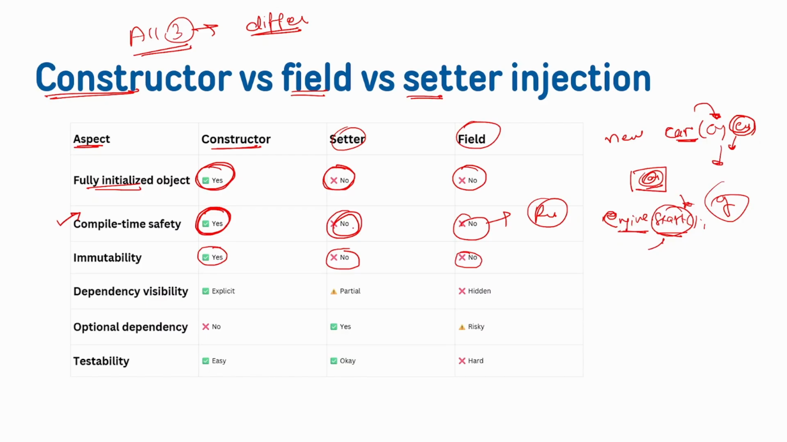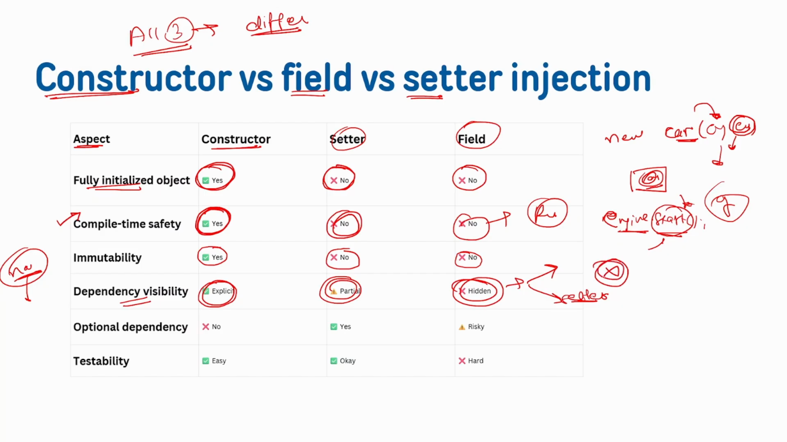The dependency is mutable after creation in the setter and field injection. In constructor injection, the dependency is visible because we define our dependency in the constructor. In the setter there is partial visibility, but in field injection the dependency is completely hidden, because there is no dependency in the constructor and no setter method that sets this dependency. Therefore, in field injection the dependency is completely hidden.